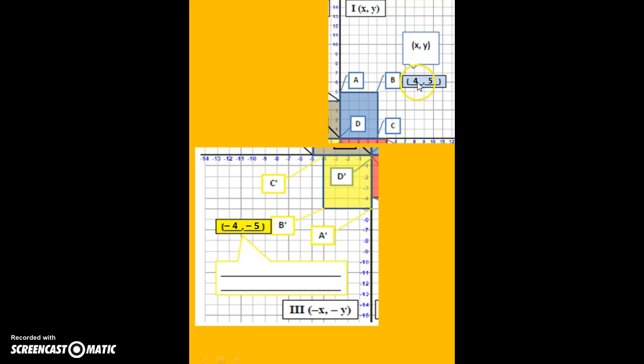So what actually happened? The 4 is still in the same spot, the x is the same number but with the opposite sign. So 4 becomes -4, and the same thing with the y: the 5 became -5. The x and y stayed in the same positions, but now they both turned negative. And what kind of rotation is that? That's a 180-degree rotation, half a spin around a circle. So that's what that rotation looks like.